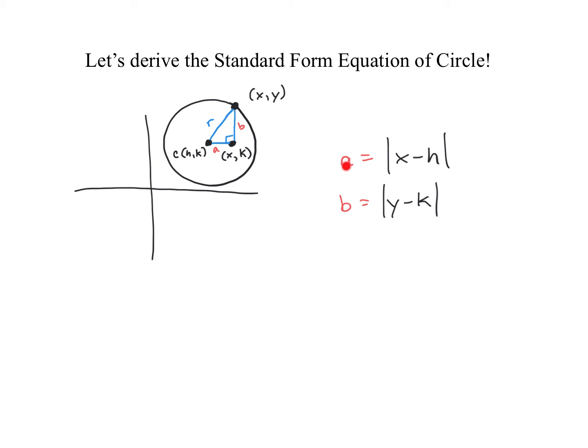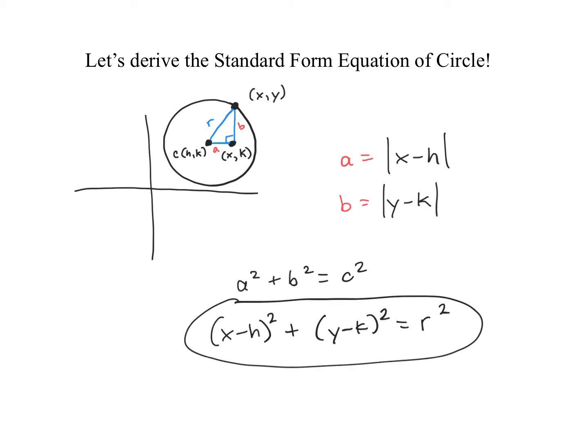So now we have a way to describe a and a way to describe b. So now if we do the Pythagorean theorem, which is a squared plus b squared equals c squared, if we square it, we don't have to worry about the absolute values anymore. So it's going to be that a value, x minus h, squared, plus our b value, y minus k, squared, equals c squared, which is r squared. And this is actually the standard form of a circle.